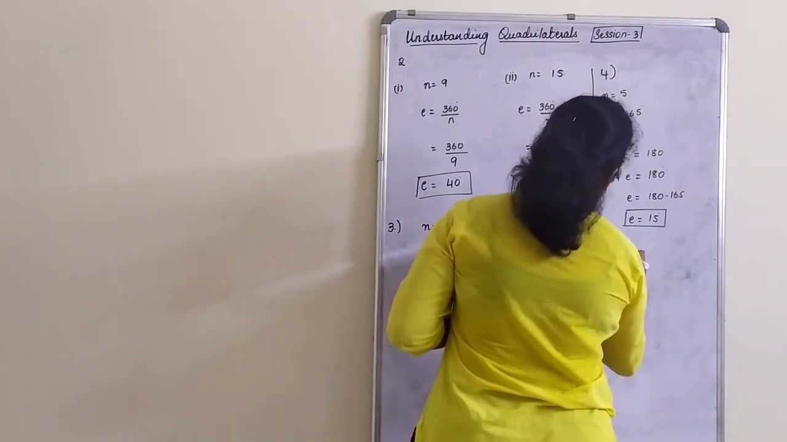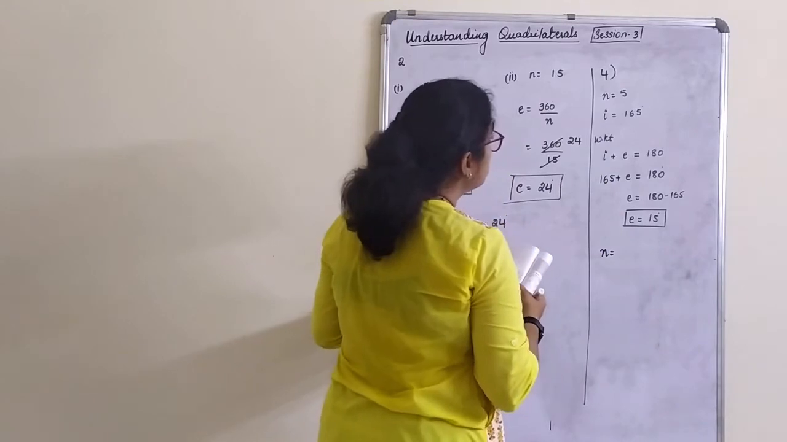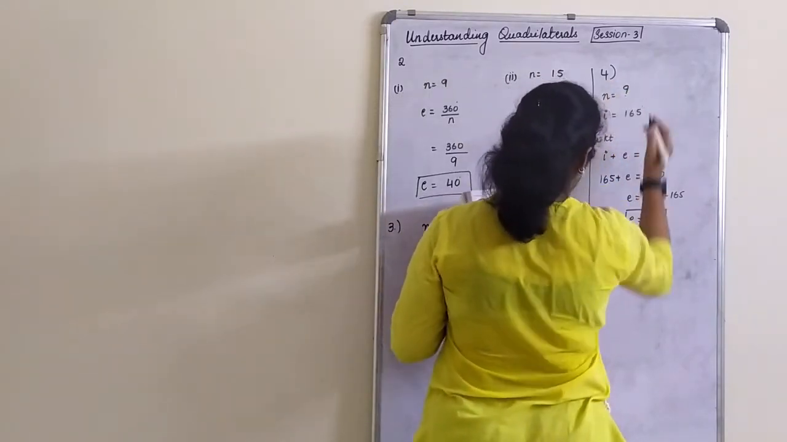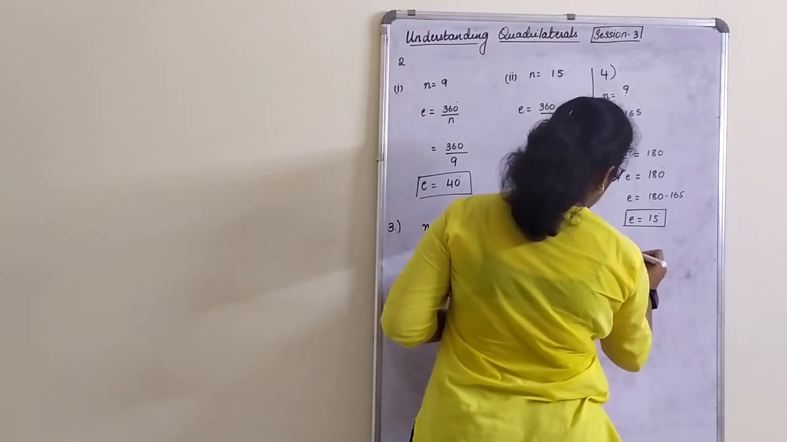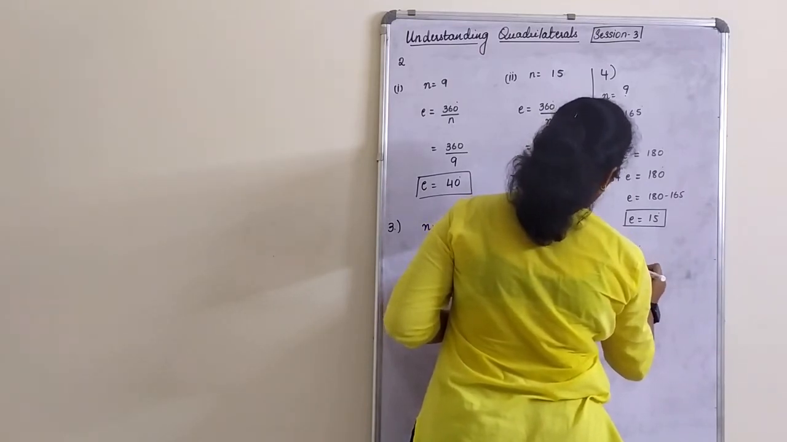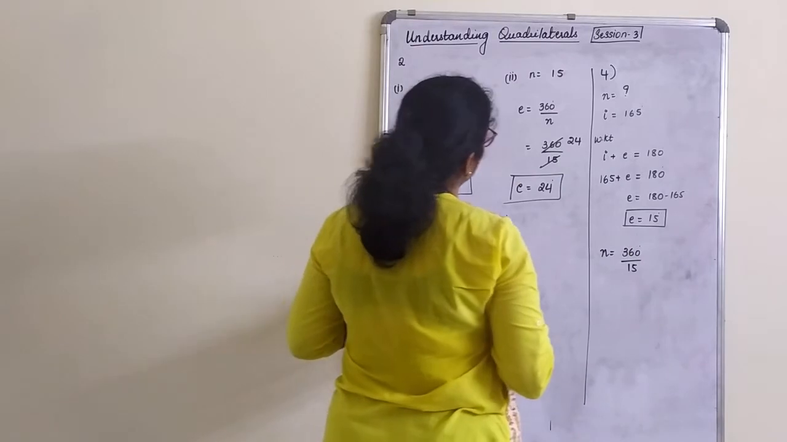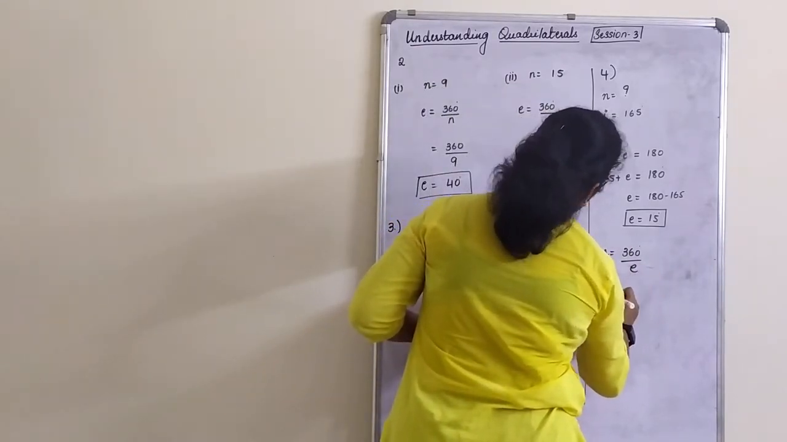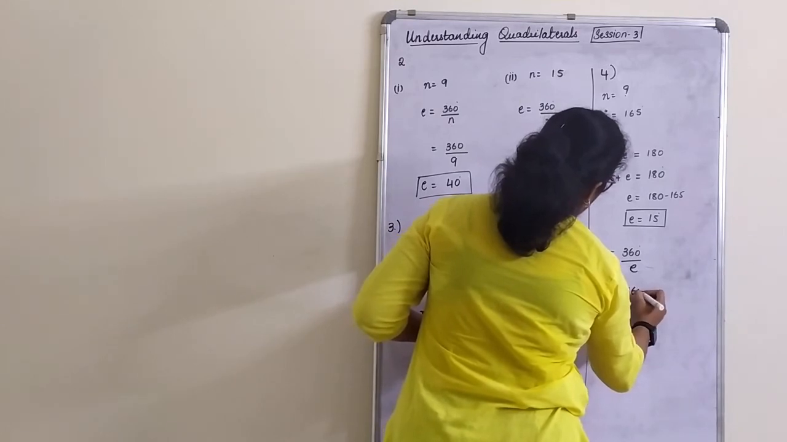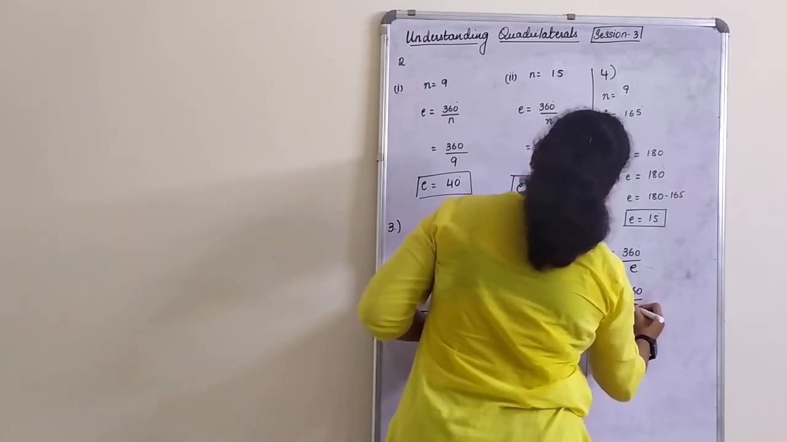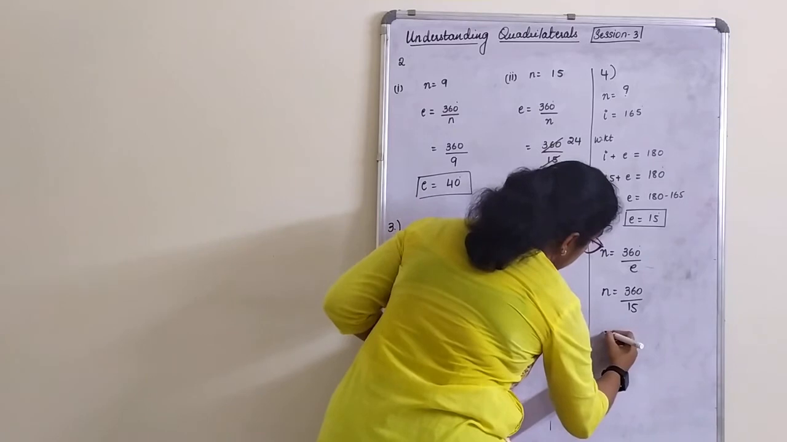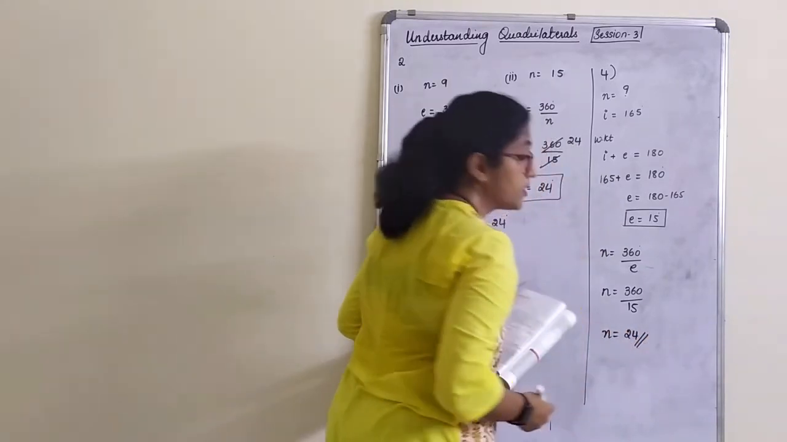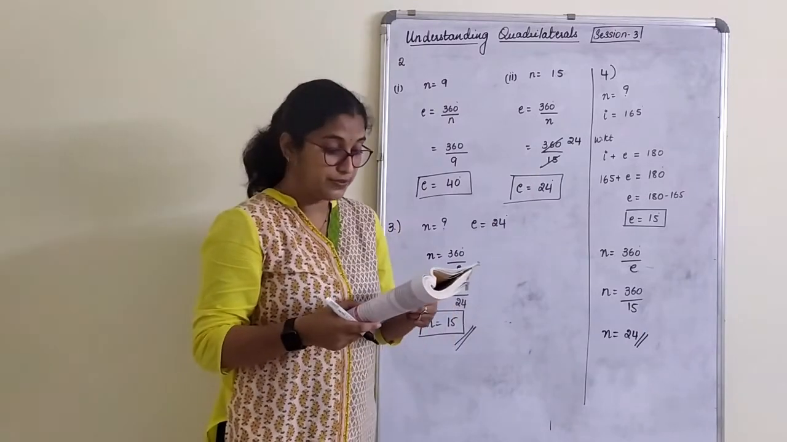Number of sides is equal to 360 divided by the exterior angle, that is E. So the formula is right. N is equal to 360 upon 15, where number of sides is equal to 24. That is how you find it here.